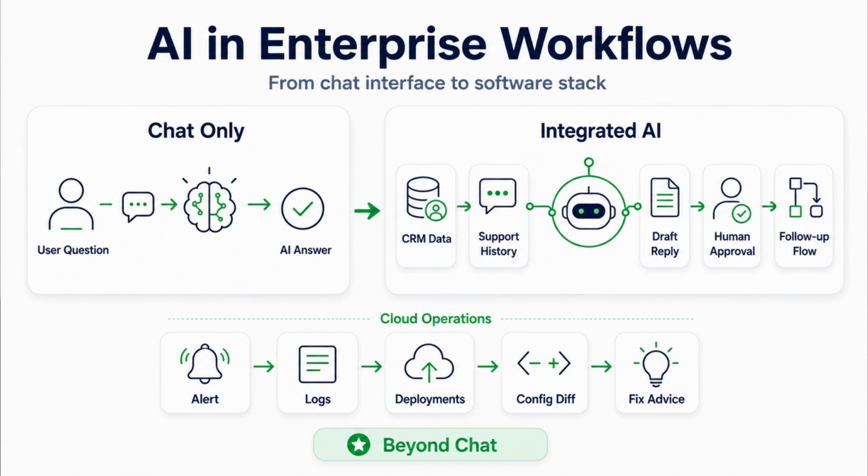So instead of only answering customer questions, a future enterprise assistant may retrieve CRM information, analyze support history, prepare a response for human approval, and even trigger follow-up workflows automatically. While in cloud operations, an AI system may investigate alerts, review documents, analyze logs, and compare configuration changes and prepare remediation recommendations before an engineer can even start troubleshooting manually. And this is where AI starts becoming much more than just a chat interface, because gradually it has become part of the enterprise software stack itself.